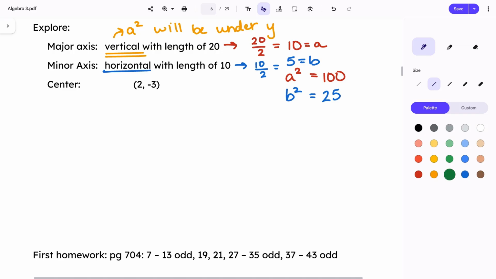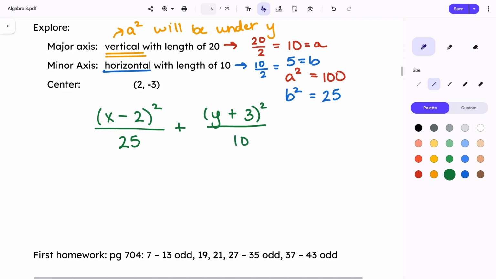And then they are giving me my center. 2, comma, negative 3. So when we write this out, we're going to do x, is it plus or minus 2? Minus. Squared. And then what number did we say is going to go underneath the x? The 25 will. Okay, and then we have plus y. Yeah, plus 3, because the center is a negative 3, so we got to switch its sign. And what number goes underneath that? 100, and it equals 1.